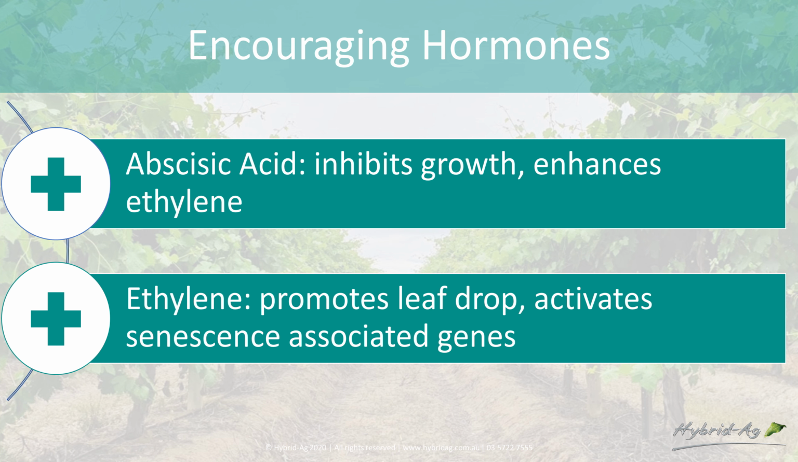Abscisic acid, which is produced in the plant during stress events, such as drought, also encourages the senescence process.